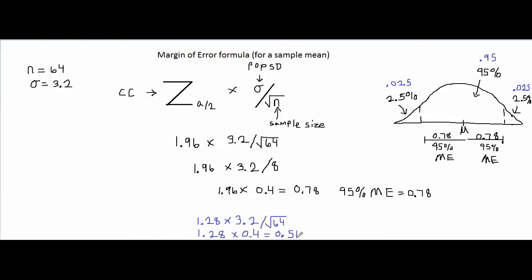Now if I wanted to go through all of the steps with you again, what I would have done is take the square root of 64 and it would have become 8, like it did here. And then I would have divided 3.2 by 8, and then that would have become 0.4. But I skipped over those steps just because I already did them with you up here. So our 80% margin of error is 0.51. And I'm going to explain to you what this means.